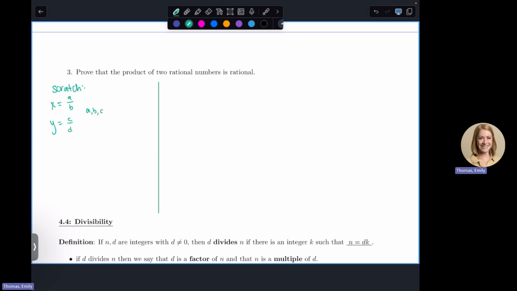So you've got two rational numbers now where all four pieces are integers and the bottom two are not 0. Okay, go for it, Ruth. And we want to show that X times Y is a rational number, which is an integer over integer, and the bottom integer is not 0. Awesome. All right.